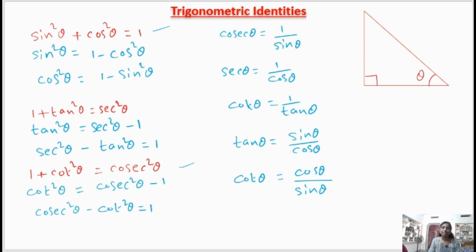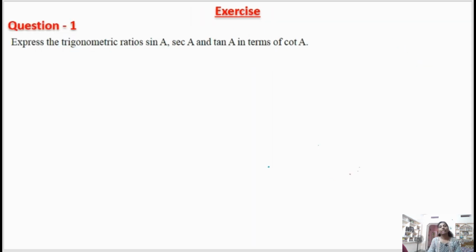Now let's move to the next slide. So friends, here we have question number 1. Let us solve it. The question is: express the trigonometric ratios sin A, sec A and tan A in terms of cot A. Okay, so let us do it.